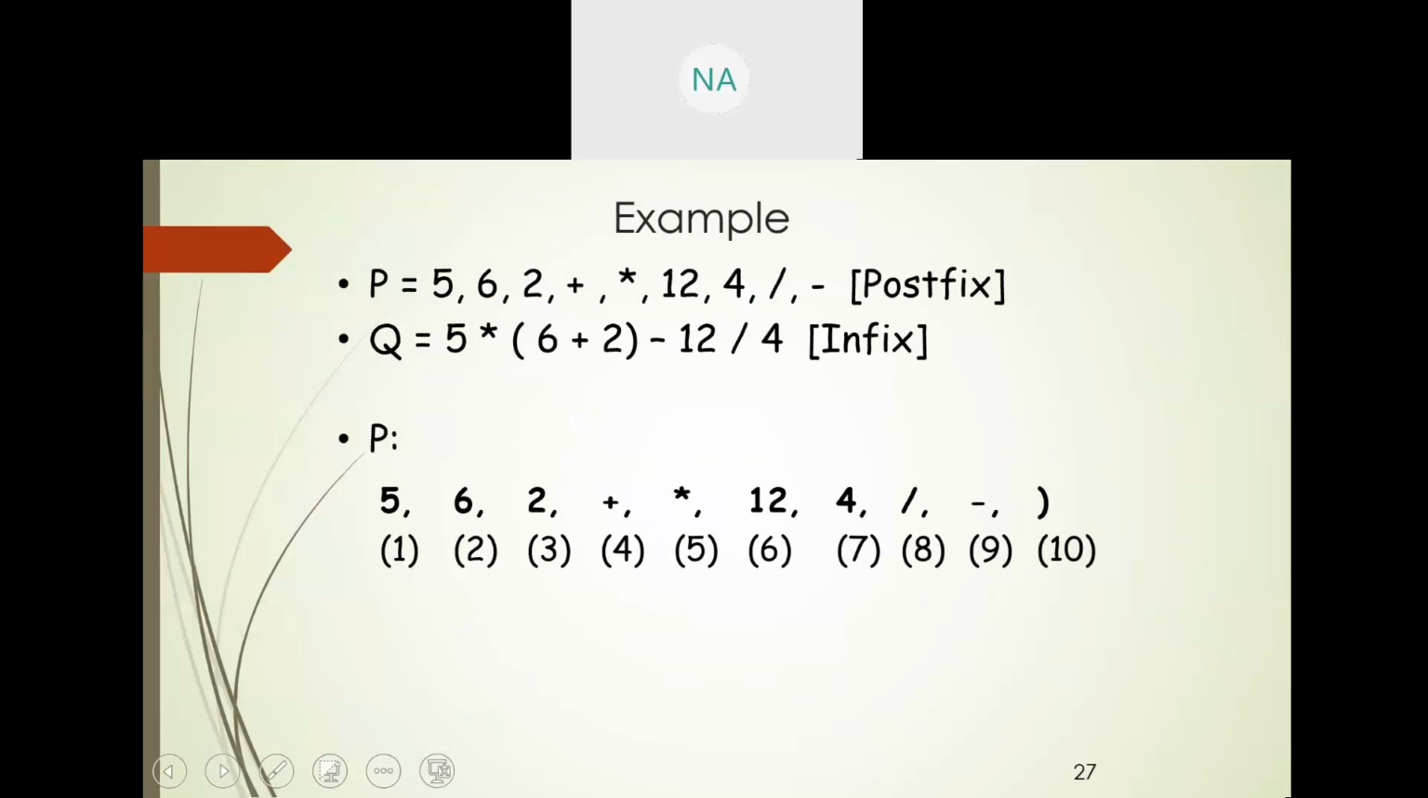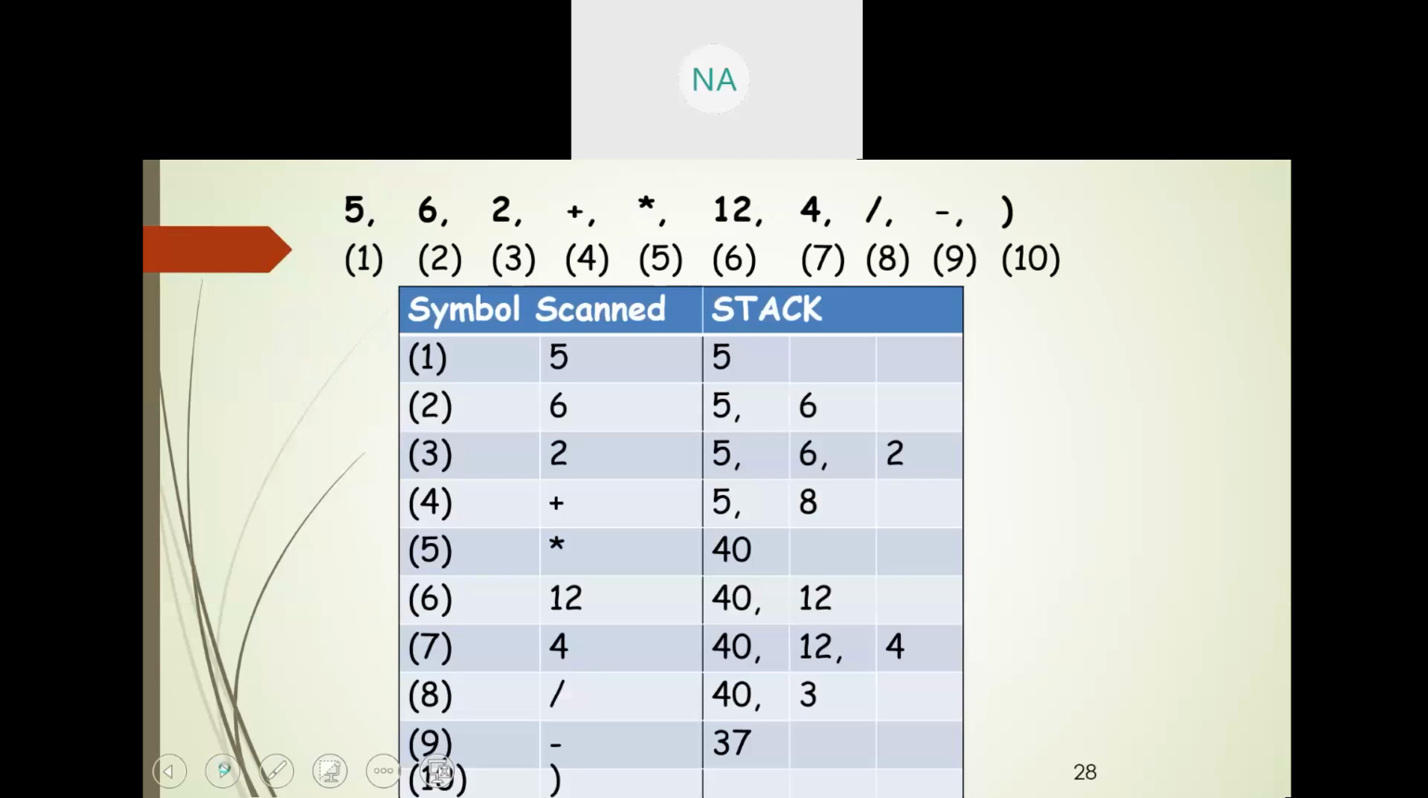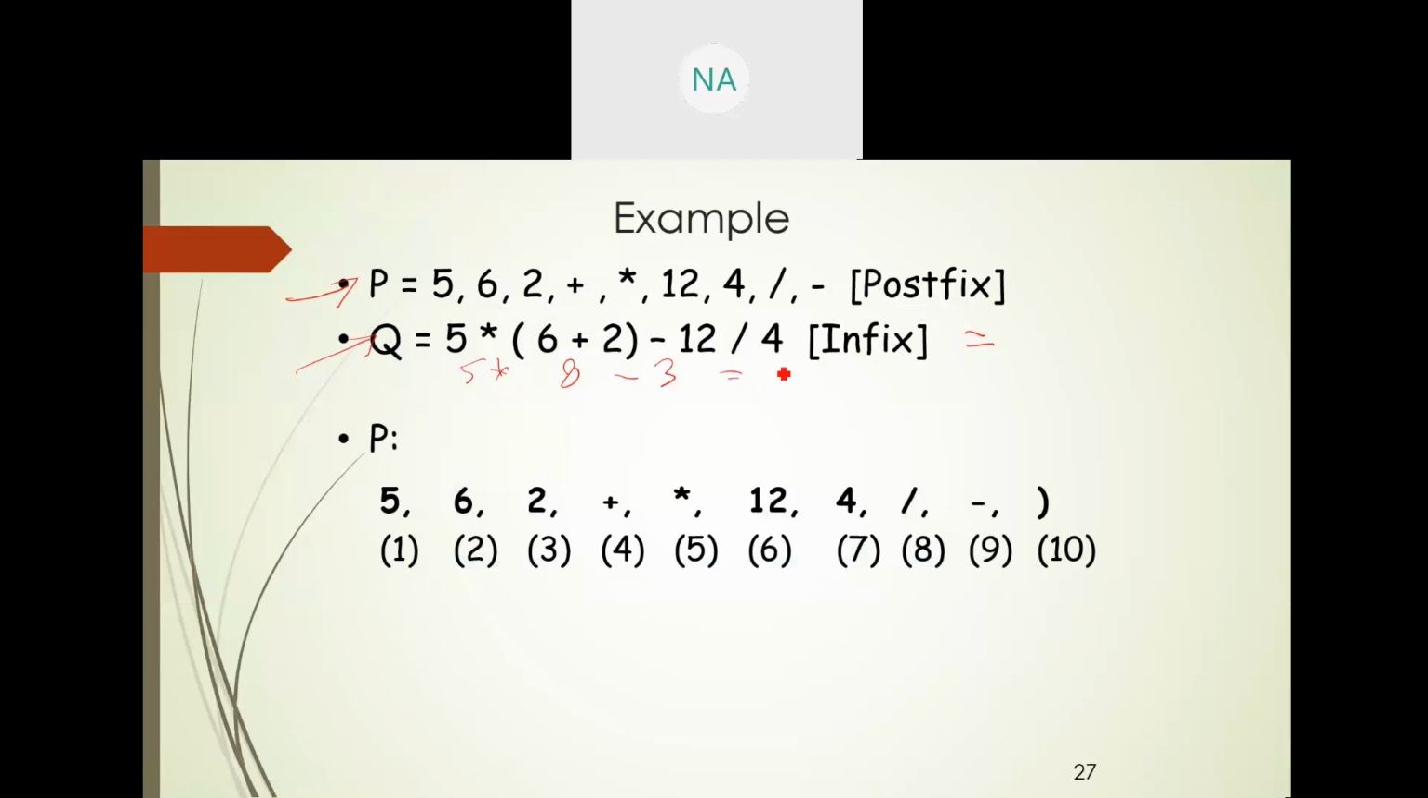Okay, now consider this example. This is an expression written in postfix notation, and this is the equivalent infix notation expression: 5 into 6 plus 2 minus 12 by 4. If you evaluate this, what will be the value? 6 plus 2 is 8, 12 by 4 is 3. So 5 into 8 is 40, minus 3, that is 37.